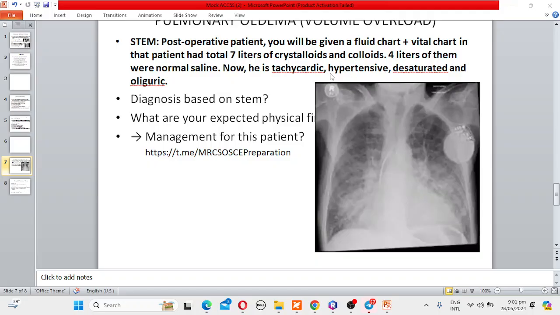In this scenario, what you will do is reduce the preload to reduce the workload on the heart. You will use diuretics and nitrates. You can reduce the afterload by giving vasodilators. You can reduce both the preload and afterload by using ACE inhibitors. And to stimulate cardiac contractility, you can use digoxin. Remember this.